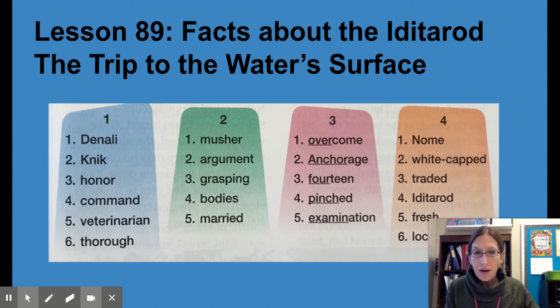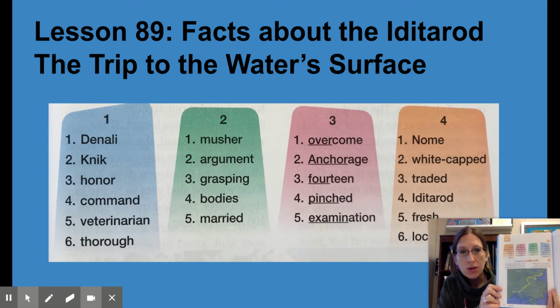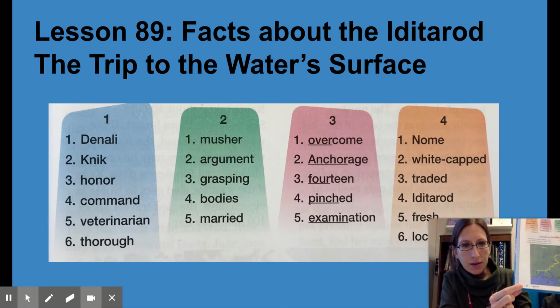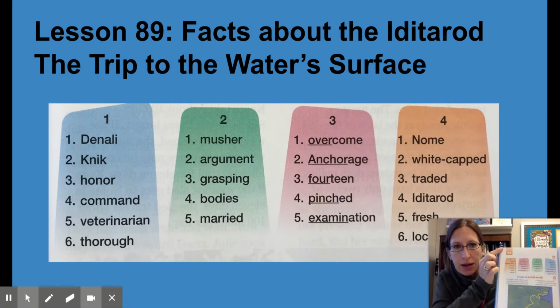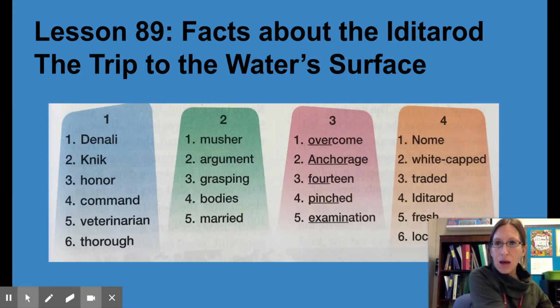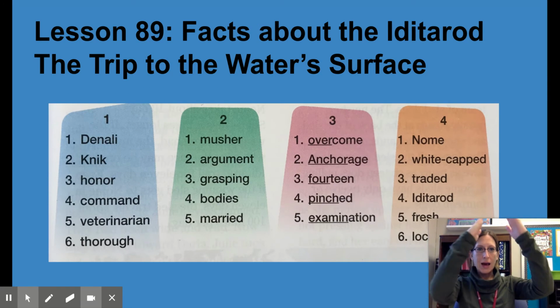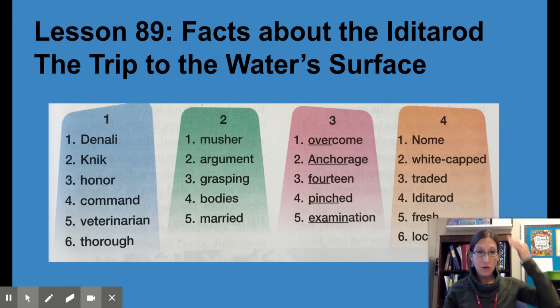So before we get to our story, we have our word lists. So if you would please join me, I am on page 91. Yeah, page 91, but we are on lesson number 89. All right. So the first word we have for today is Denali. What word? Yeah. Denali is the name of a huge mountain in Alaska. Mount Denali. Have you heard of that before? It's also the name of a character that we're going to read about. So in our next story, there's a character named Denali.